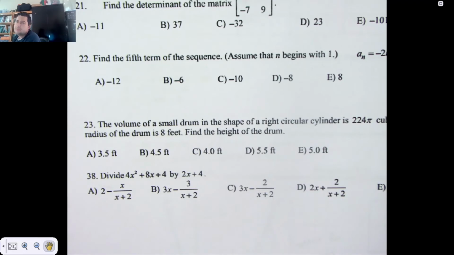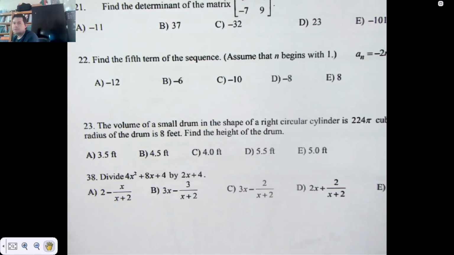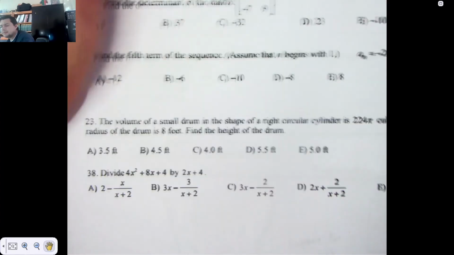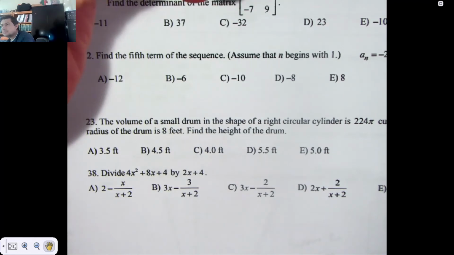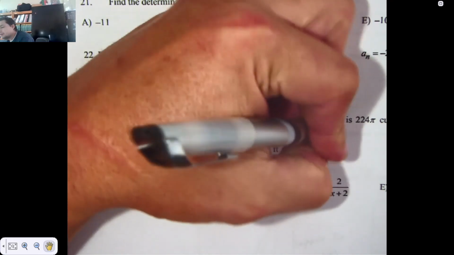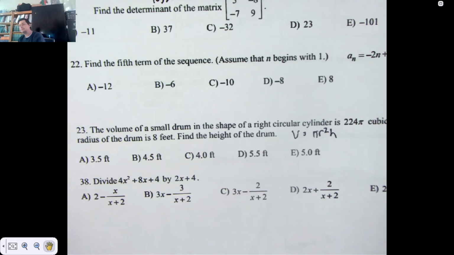23, the volume of a small drum in the shape of a right cylinder is 224 pi. The radius of the drum is 8 feet. Find the height of the drum. You don't even need my help for that, because if you're looking at these bonus questions, you most likely know your formulas. A right circle cylinder, you have this on your quizzes. I know you do. Volume of a cylinder is pi r squared height. Plug stuff in. You can do it.